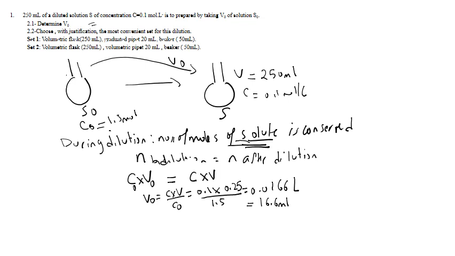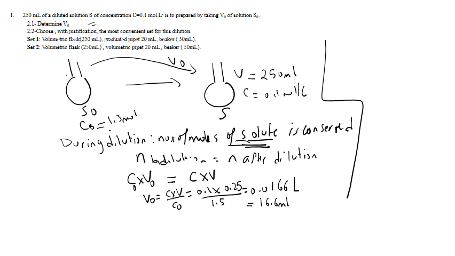So what set or what glassware should we use in order to carry out this dilution? The most convenient set is set 1. Why set 1? In each set we have a volumetric flask and a pipette. To know the correct volumetric flask, in set 1 and set 2 the volumetric flask is the same, since we have volumetric flask 250 milliliter and volumetric flask 250 milliliter.